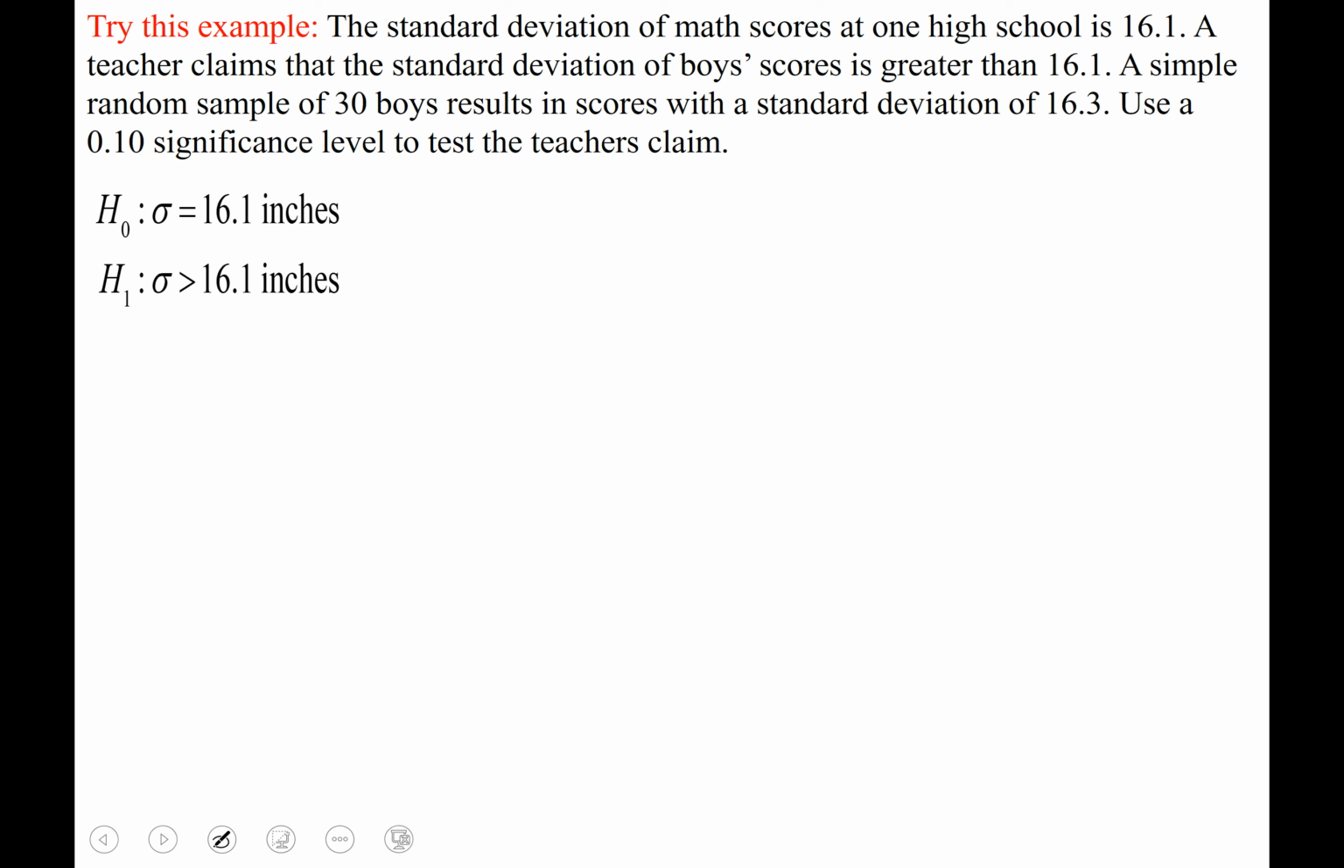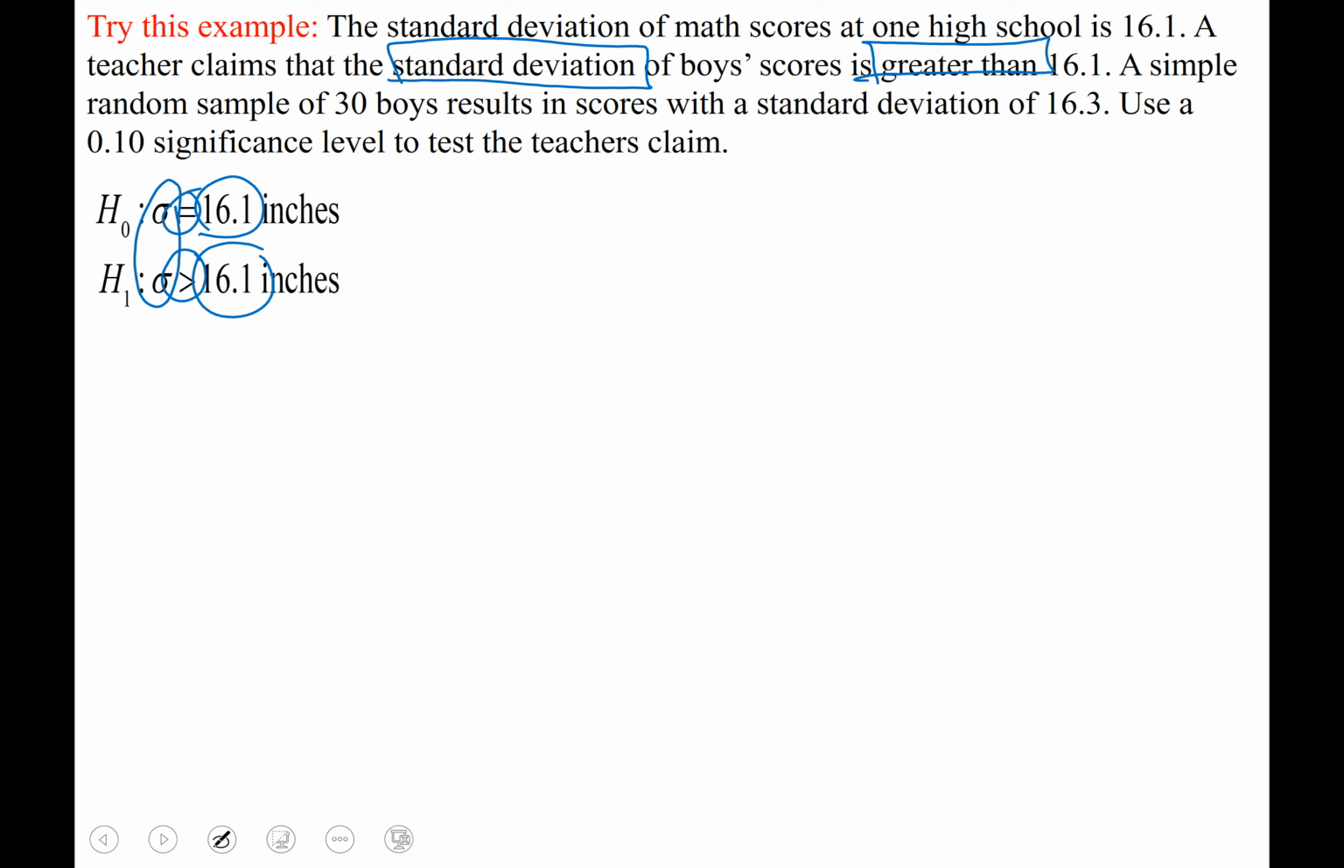Okay, so we're going to set up our null and alternative hypothesis, two capital H's, H sub naught, H sub 1. The reason why we use sigma right here is because the teacher made a claim that we are being asked to test about the standard deviation, so that's why we're using sigma. We always use an equal sign. The reason we're using the greater sign in the alternative hypothesis is because of this wording of the claim right here, greater than. And we use the 16.1 because that is the school-wide standard deviation.